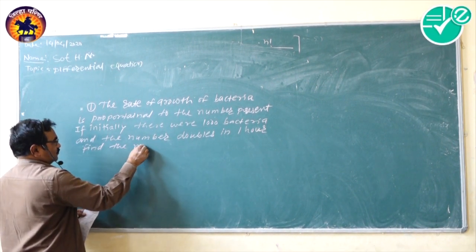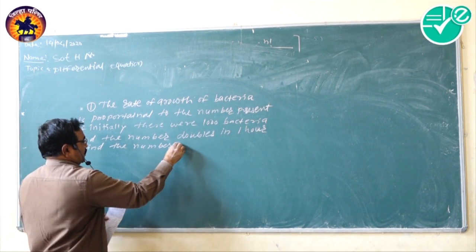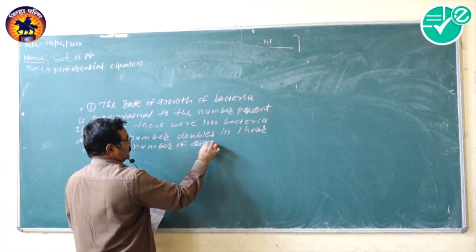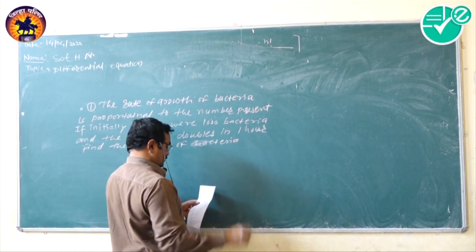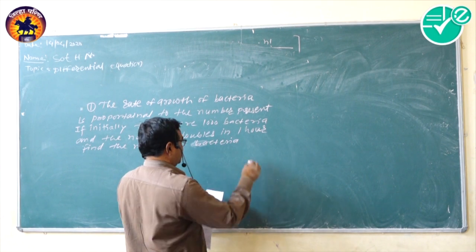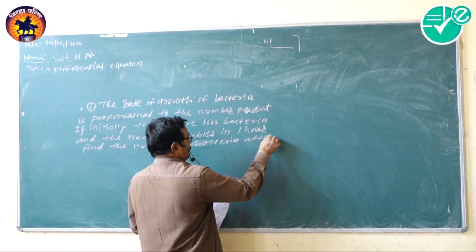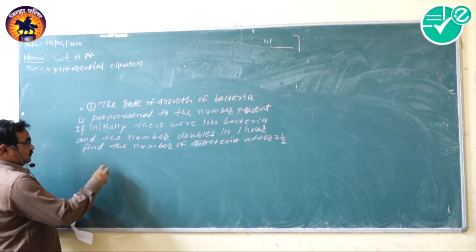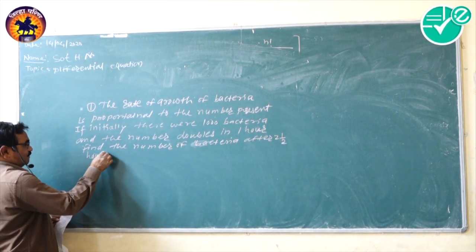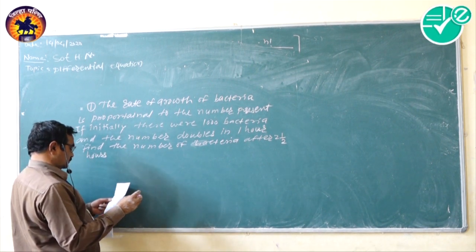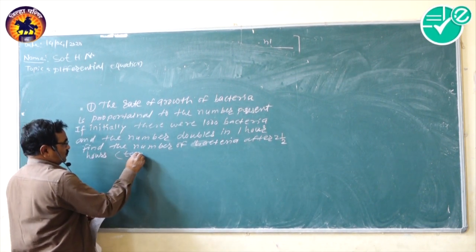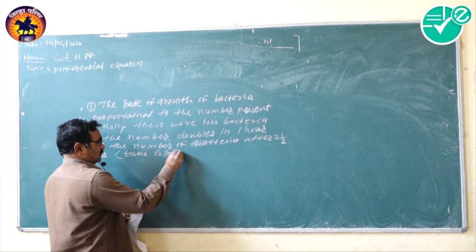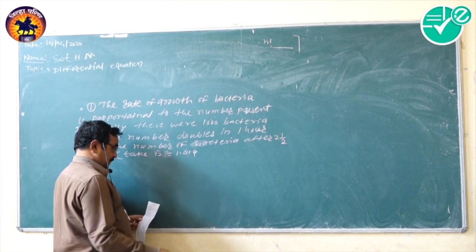Find the number of bacteria after 2.5 hours. Take root 2 equal to 1.414.